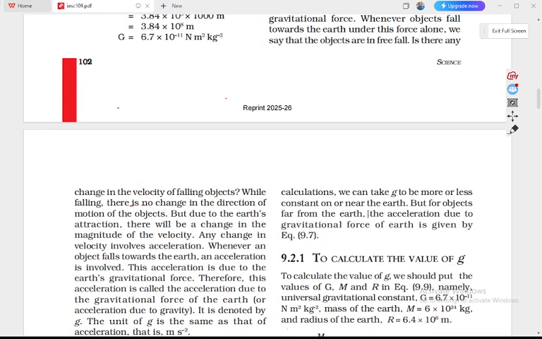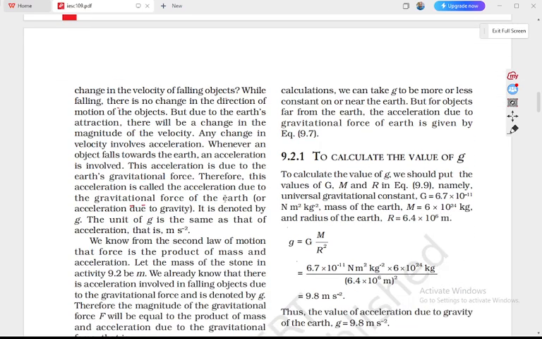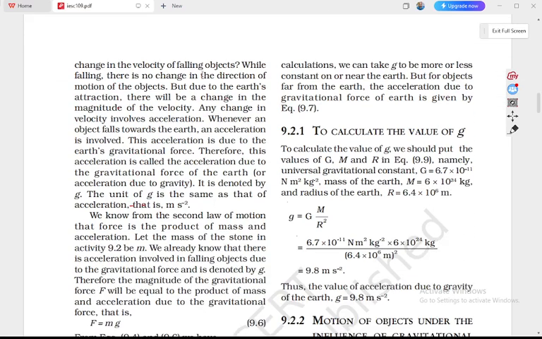Is there any change in the velocity of falling objects during free fall? While falling, there is no change in the direction of motion of the objects, but due to the Earth's attraction, there will be a change in the magnitude of the velocity. Any change in the velocity involves acceleration. Whenever an object falls toward the earth, an acceleration is involved. This acceleration is due to the earth's gravitational force. Therefore, this acceleration is called acceleration due to the gravitational force of the earth or acceleration due to gravity.